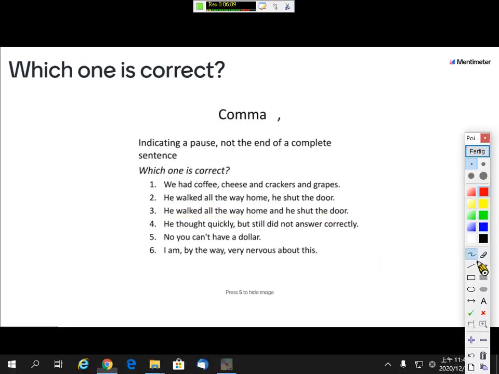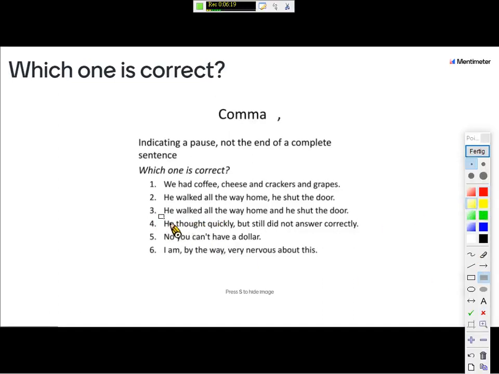And now, let's look here. Number 4, what's wrong with number 4? Number 4, he thought quickly. We have a subject here, he, right? And a verb, thought, but did not answer. So basically, we are using one subject with 2 verbs, thought, but did not answer. So basically, you cannot use a comma here. You need to take it away.